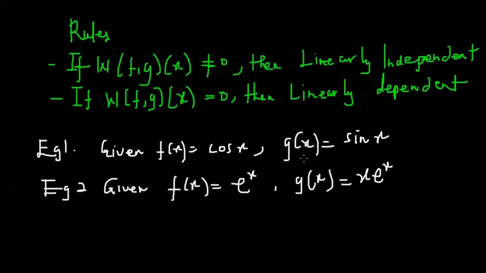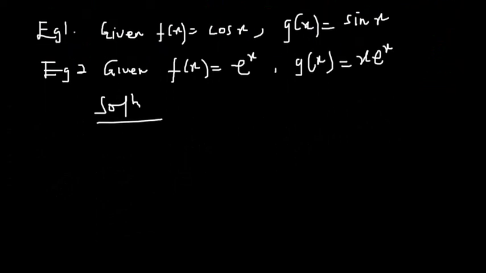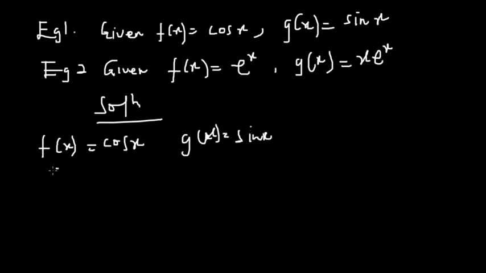So we have some examples to solve so that we verify our method, that's using the Wronskian. So let's see how we go about this. We have f of x equal to cos x, and g of x equal to sin of x.